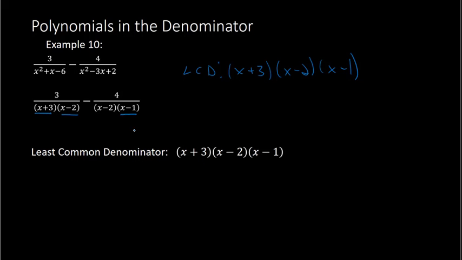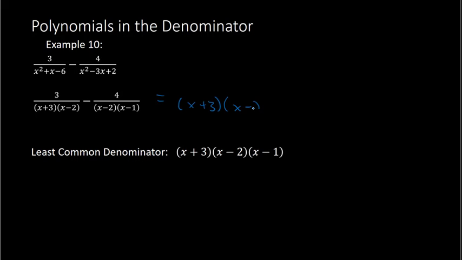Now from here we need to convert these fractions into fractions with this new common denominator. So to do that, let's look at the first fraction. We're going to have this new denominator, and we need to see what is changing from the original fraction to the new fraction. So we started with x plus 3 times x minus 2. Now we also have an x minus 1 with that, so I need to multiply the top by an x minus 1 as well.